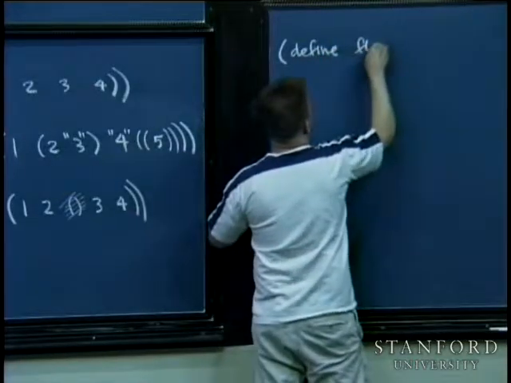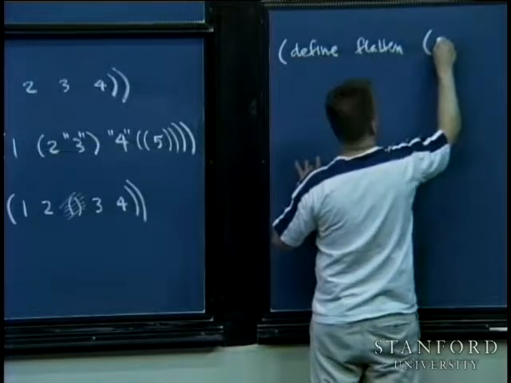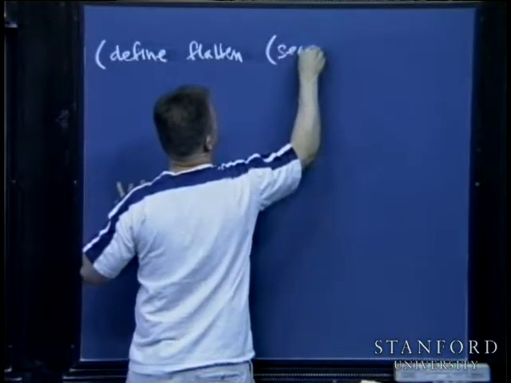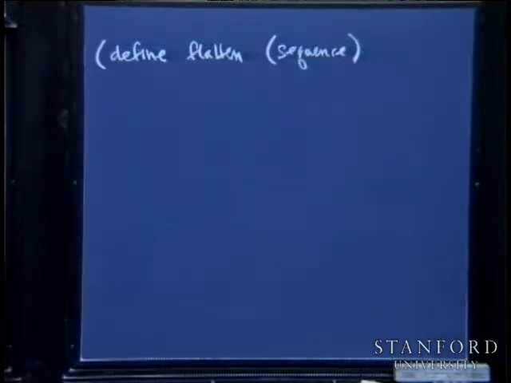Okay, so I want to define this flatten thing, and I'm just going to call it sequence. Now I have 3 different things I want to think about. Let me put a couple examples up on the board. These are the 3 cases I want to deal with. One's a base case and 2 have recursive insights that we need.